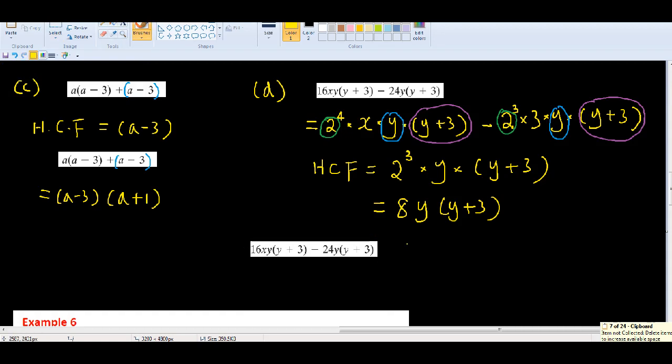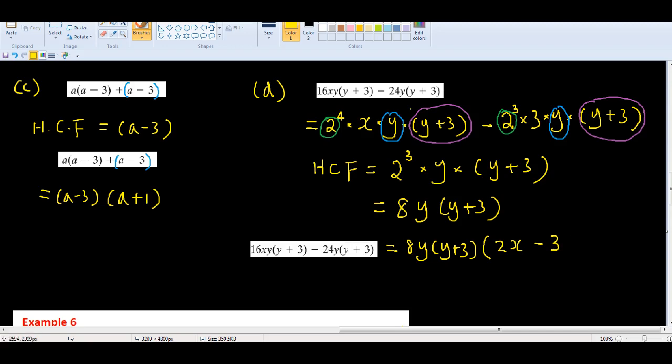Okay, so when we do the factorization, you need to take that 8y plus 3 outside. Then what happened? Inside the bracket, you need to divide that HCF by the first term. 16 divided by 8 is 2. xy divided by y, so y plus 3 divided by y plus 3, that's 1, right? Minus 24 divided by 8, that's 3, okay?